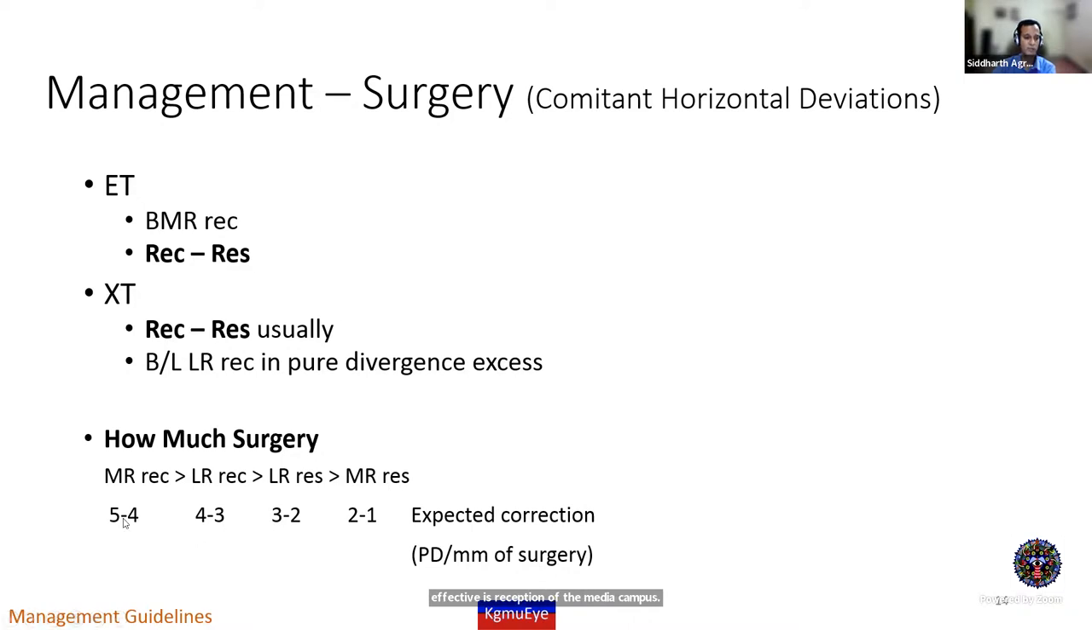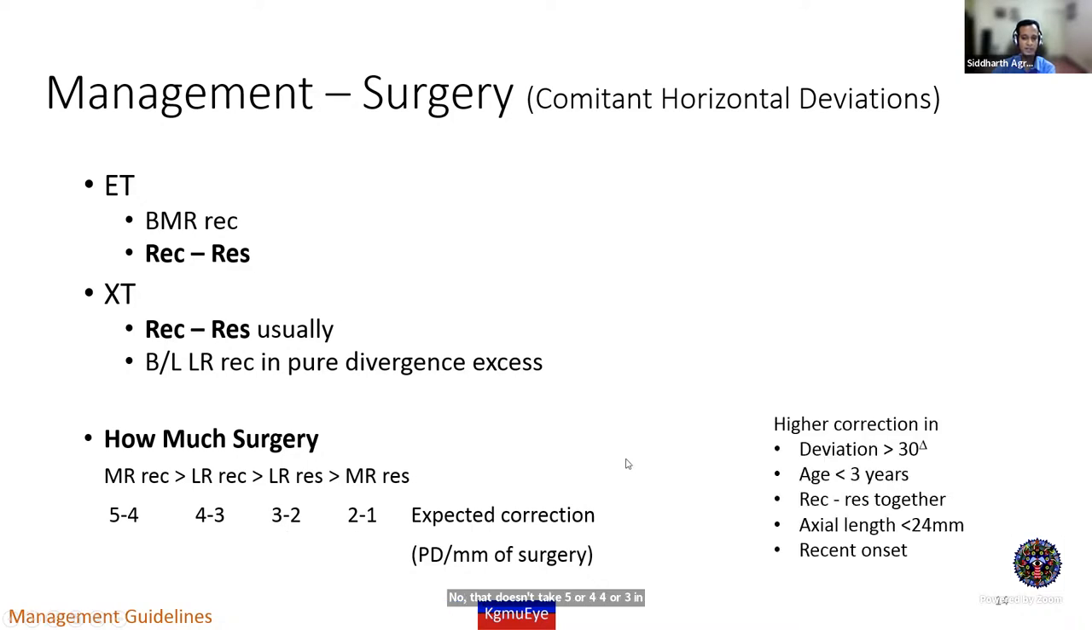Now, whether you take 5 or 4, 4 or 3 in the table here depends on these criteria. You take the higher value when most of these criteria are being met. That is, the deviation is large, the age is small, you are performing R and R together, in smaller eyes, and in strabismus of recent onset.